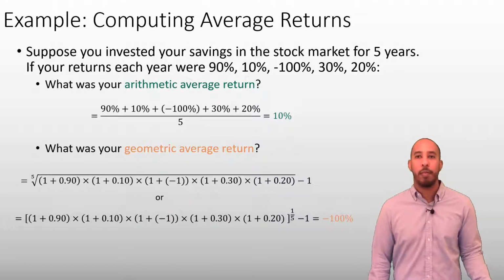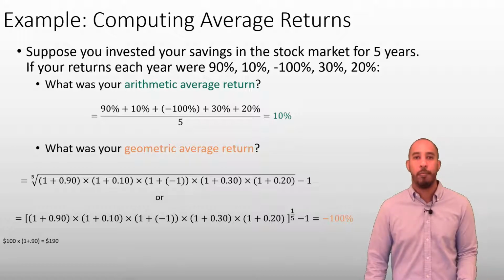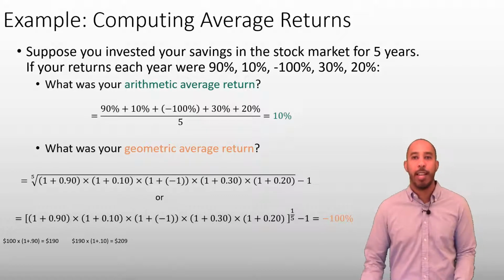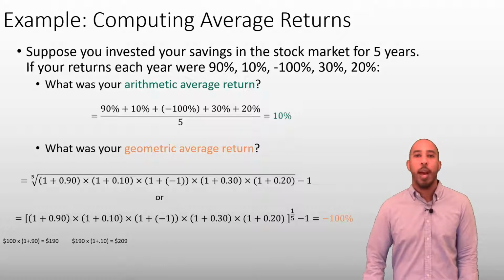Now let's interpret this. Imagine you invested $100 in the stock market over these years. If you had a 90% return the first year, your $100 would grow to $190 after 1 year. With the 10% return the following year, the $190 will grow to $209. But in the third year, you have a negative 100% return. What does it mean to have a negative 100% return? That just means you lose everything. So the $209 that we had falls to $0.